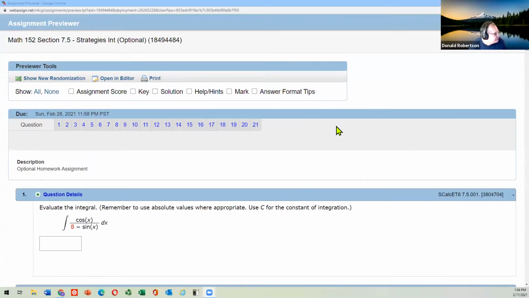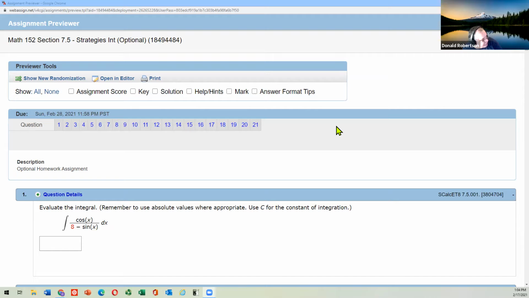First section is section 7.5. It's called Strategies for Integration, optional. And I've put this one up and I've given it a whole load of 0 points, so you can do it if you want for practice.